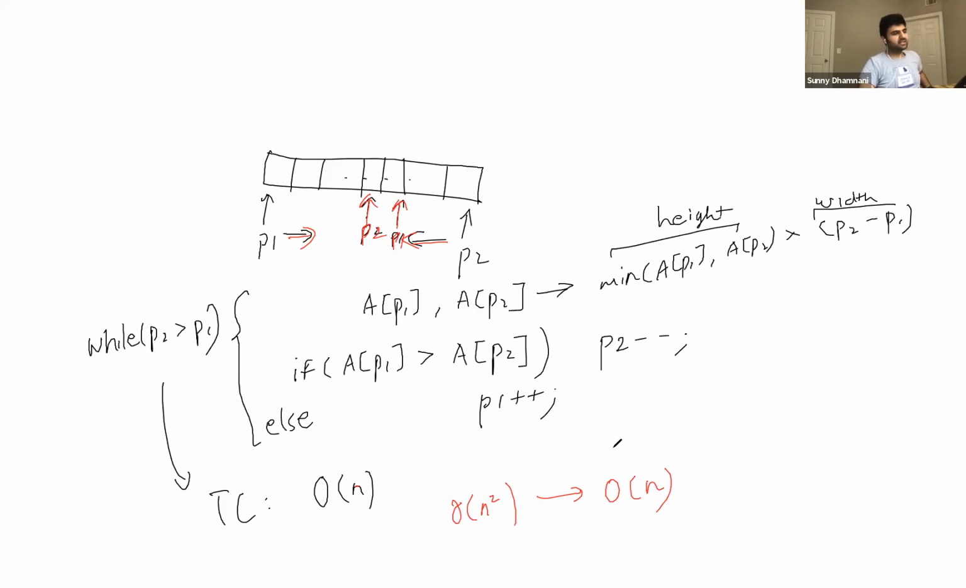Yeah, so the equality condition won't matter. Can you think why it won't matter? We will be considering equality in the else part. Yeah, but I can increase any pointer, right? Why is it correct to increase P1? Why is it not wrong? Can anybody tell me?